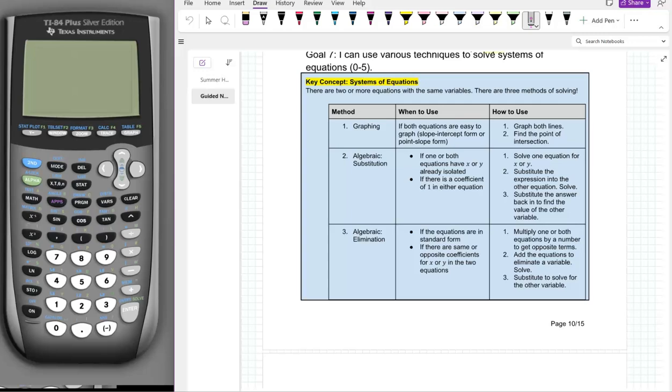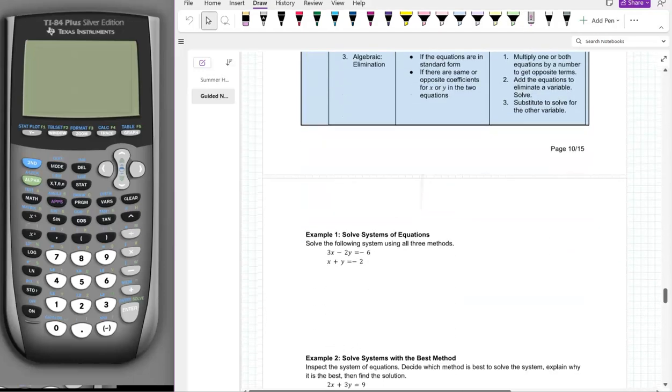And then for elimination, as a reminder, this is best to use if the equations are in standard form. That's ax plus by equals c. Or if there are the same or opposite coefficients in the two equations. So for example, if one equation has 2x and the other equation has negative 2x in it, that would be perfect for elimination. Or if they have the same coefficients, so like if one equation has 4y and the other equation also has 4y, elimination is great to use in that case. Again, I'm not going to go through how to use it because we're going to get into an example.